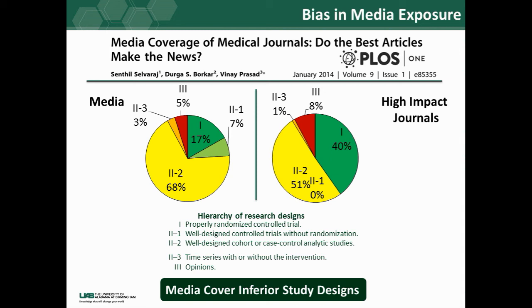of research designs they used, the portion of the pie chart that is represented by the number 1. And then they have controlled trials without randomization and cohort or case control studies. And then they have time series with or without the intervention. So they concluded that the media are covering inferior studies compared to high-impact journals.